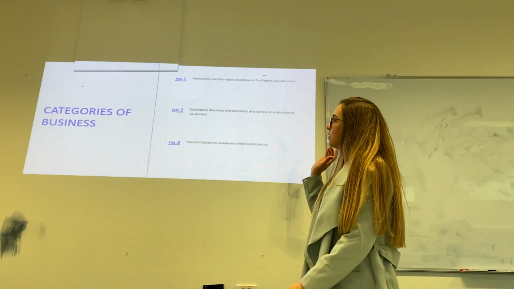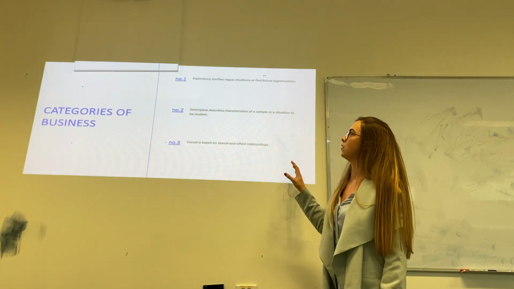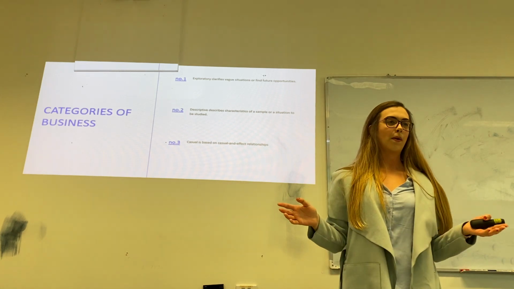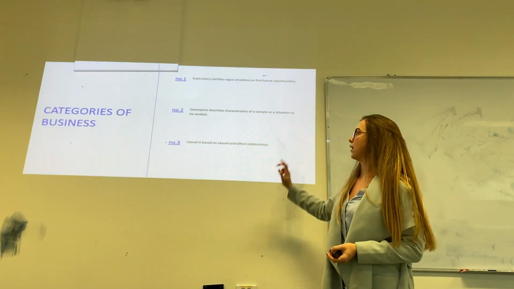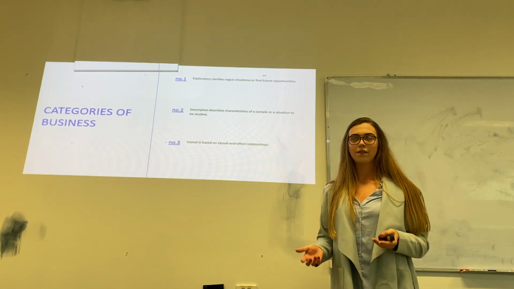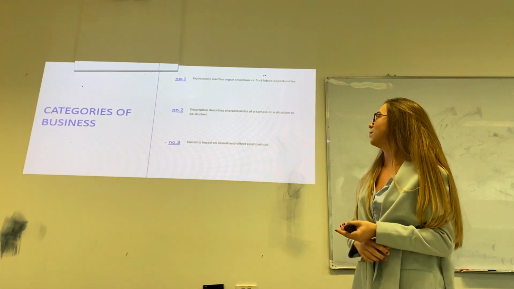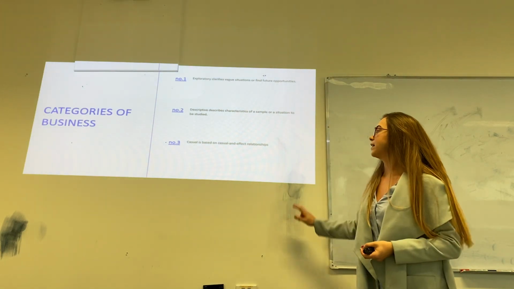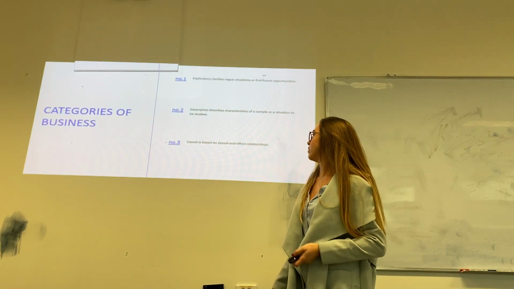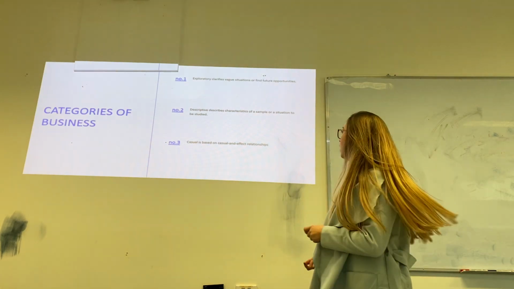So the categories of research. The number one is exploratory, which is just to know about the research that you want to do. The second one is descriptive, which describes the characteristics of a sample or a situation to be studied. And the third one is causal, that is based on a cause and effect relationship.